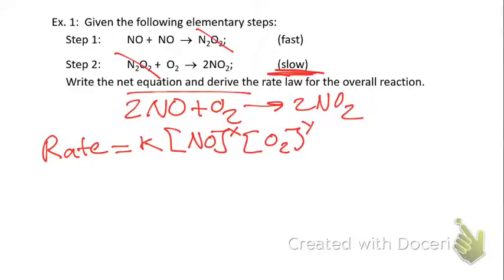The rate law is really going to be based on the slow step, the rate determining step, which is indicated here. The good news is on the test, they will tell you which one is the slow step and which ones are the fast steps. Always use the slow step in determining the rate law.